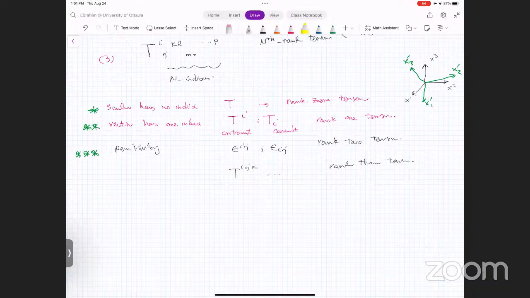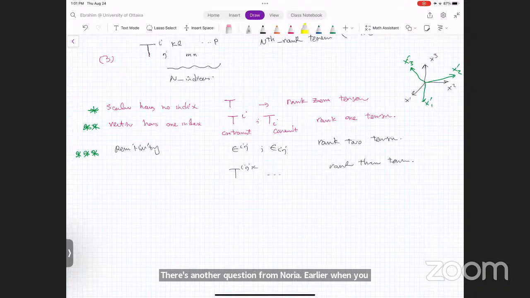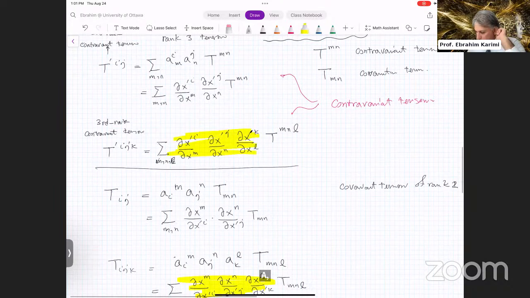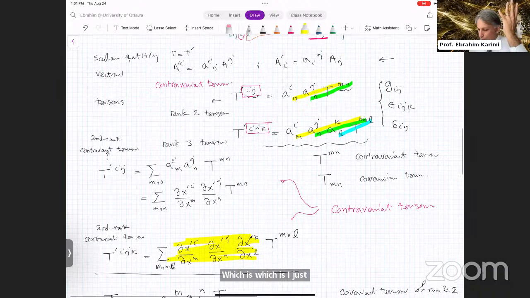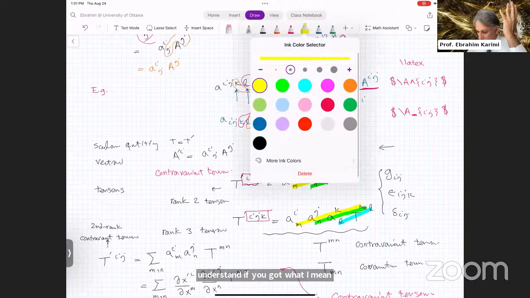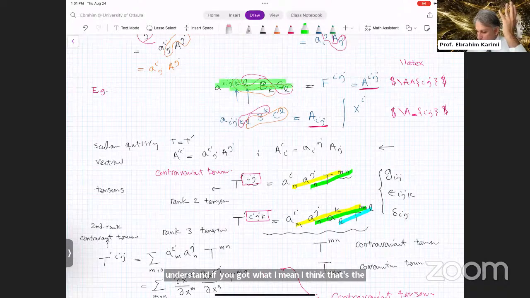There's another question from Noria. Earlier, when you introduced Einstein notation, you gave an example with something like this: A sub ijmn, A capital hat M, B capital hat N. I think the student meant this when they asked about A sub ijmn. Oh yeah, it can be anything that I introduced. I just gave an example in order to see if you got what I mean. I think that's the example that I had here.